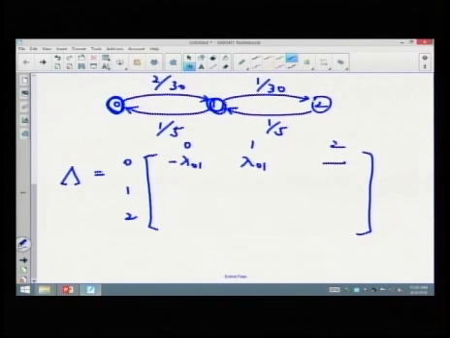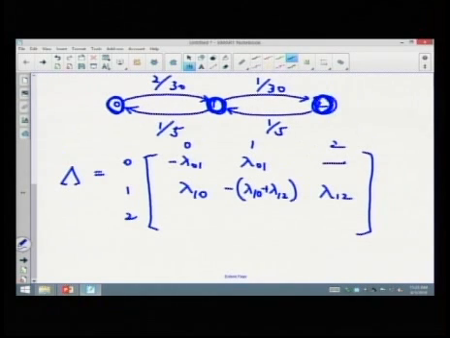Starting from state 1, we do have lambda 1,2 and lambda 1,0. Is that right? So the diagonal element should be the summation of those two, lambda 1,0 plus lambda 1,2, and then put the negative sign. For state number 2, we have only one transition, going to state 1, right? So we have lambda 2,1 here, and there is no transition going to state 0. So the diagonal is going to be negative lambda 2,1. That's it, right?